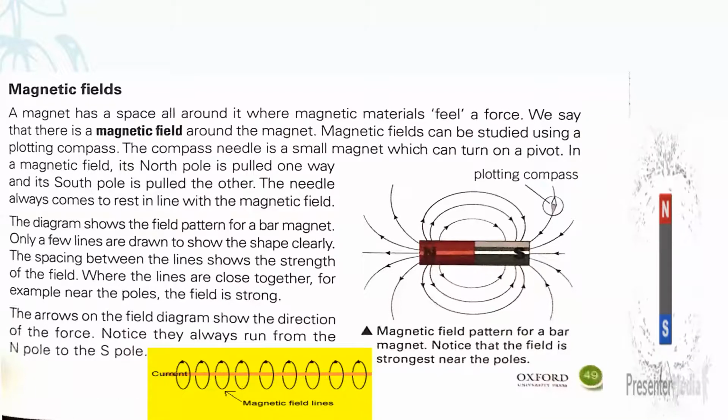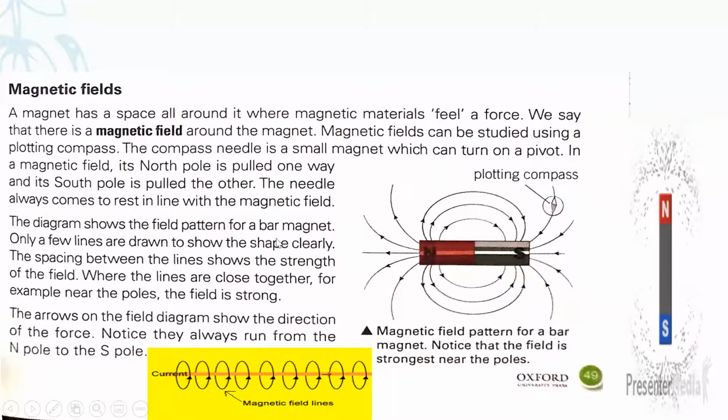And at the middle, the field will be weaker there. The arrows on the field diagram show the direction of the force. You can see here, these are the arrows from which you can distinguish the direction of the force. The force is directed from north to south. Notice they always run from the north to south.